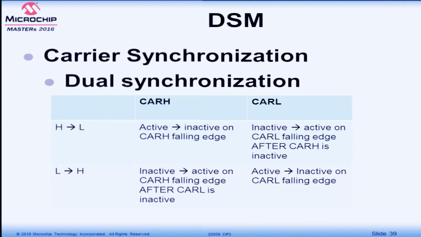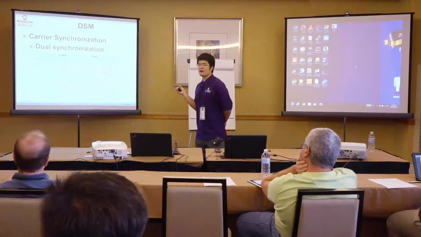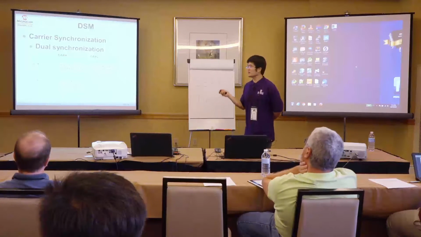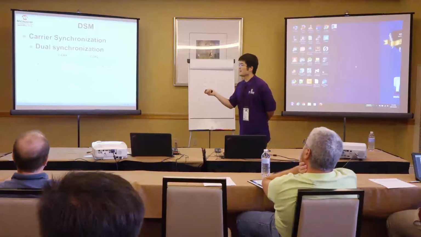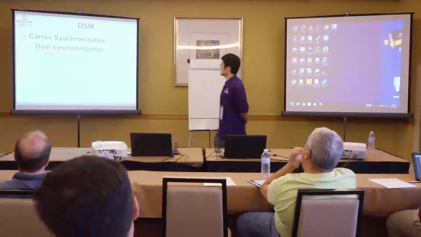So in other words, if I'm transitioning from one side, let's say high to low, then the transition from the high side has to be synced first. Then the transition to the low side will be synced on the following edge, given the other side is already synced. Make sense? Example again.